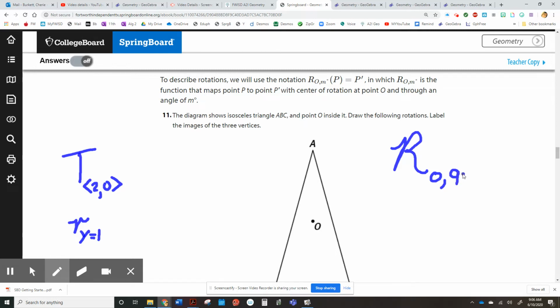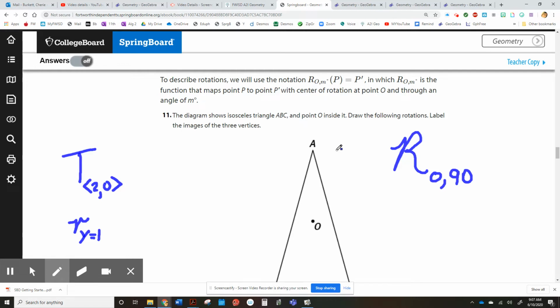Let's say 90 degrees. Now, I believe it reads somewhere that if there's not a point of rotation, then it's understood to be the origin. But you know what? That may not be this textbook. So just know that if you run into it and there's no point of rotation, then that's going to be the origin.